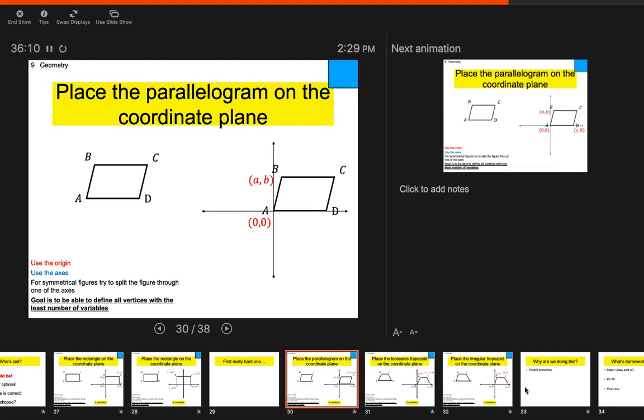Now we should do D next. So where's D? 0 comma C. C comma 0, thank you. Where's C? We can figure it out. It would be something comma B. The easy one is the y.